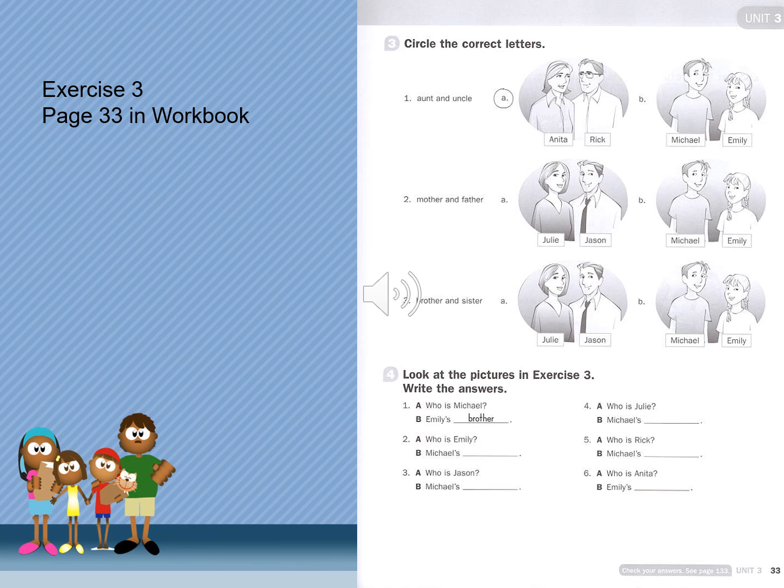Look at 2. Which set of pictures do you think shows a mother and a father? Would it be Julie and Jason? Or is it Michael and Emily? How about 3, brother and sister? Is it Julie and Jason, A, or is it Michael and Emily, B?